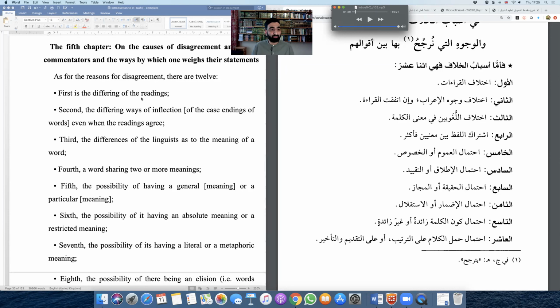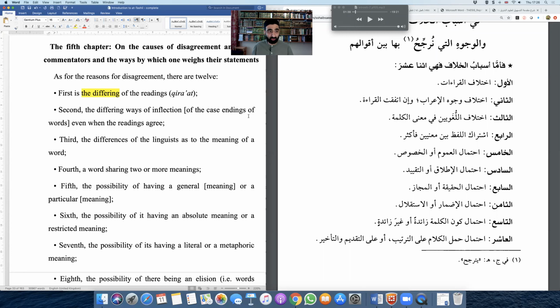So then once we have differing of the readings, you can see that there is, first, the differing of the readings. So the first is variation between readings. And we'd probably have to be a little bit clear about what we mean by readings here, because readings is a very broad word. We're talking about the qira'at, which is a technical thing, not just like, oh, I'm reading it this way, you're reading it that way. It's just how, as readers, we come to it with different readings. That's a very broad idea. Here we're talking about a specific technical matter. Second, the different ways of inflection of the case endings of words.